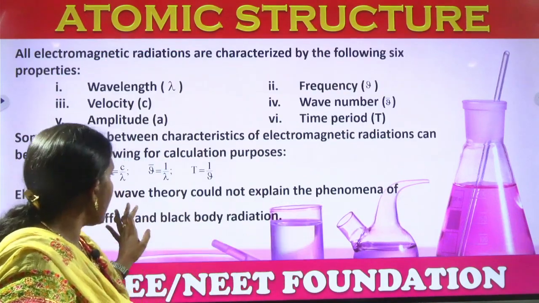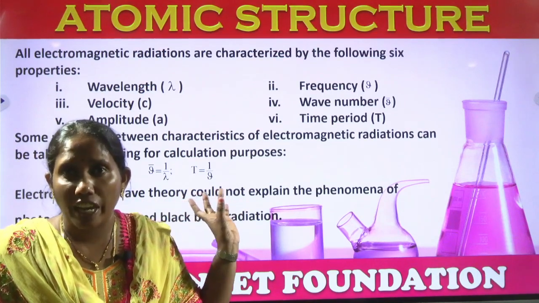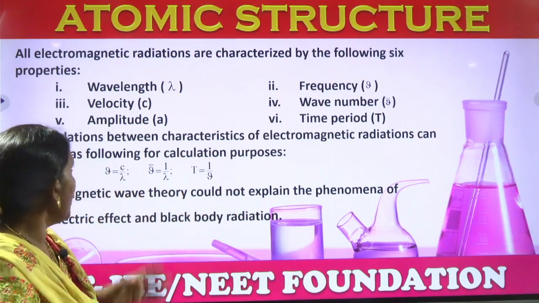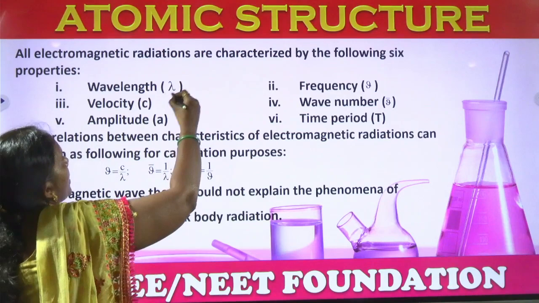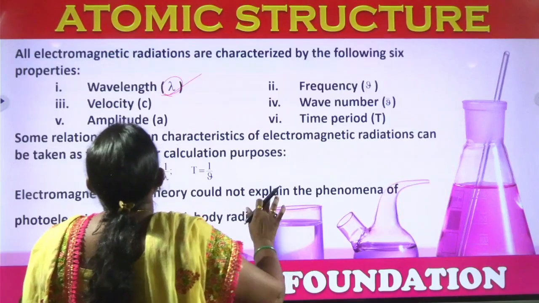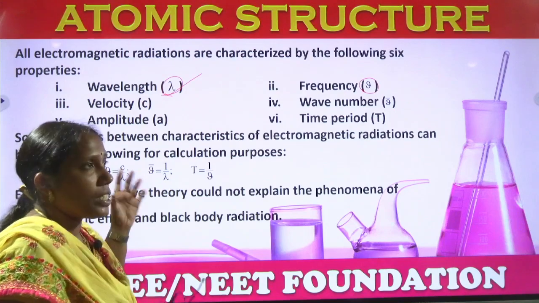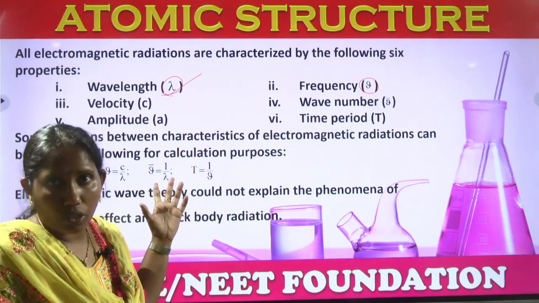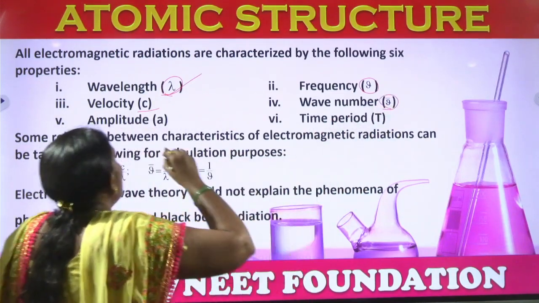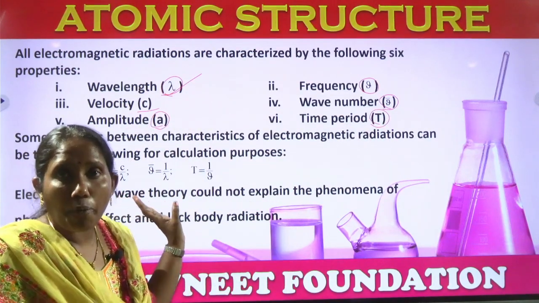Next, these electromagnetic waves have some wave parameters. What are those wave parameters? The first wave parameter is wavelength, represented by lambda, and the second is frequency, represented by nu. Velocity here means the velocity of light, c. Then wave number, nu bar, amplitude A, and time period t. These six are the wave parameters.